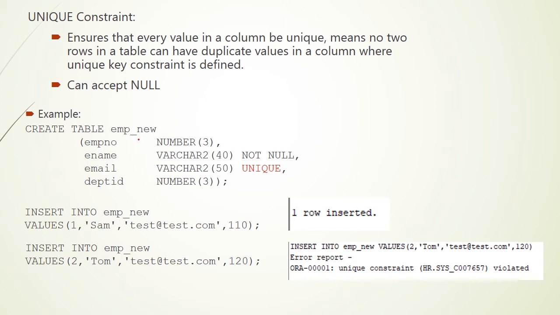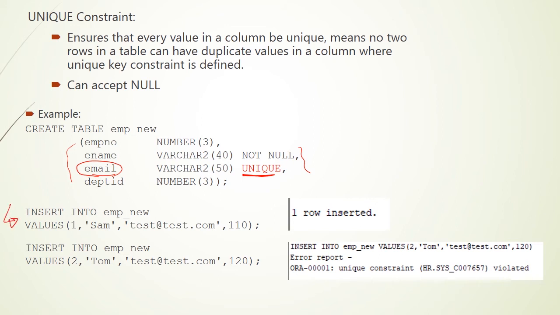Create table emp_new, and this is the column definition. For this column definition, email, we define unique. So this is how to define a unique constraint for a column, in this example, email. Email in this case is unique. That means no two employees can have the same email in the emp_new table.